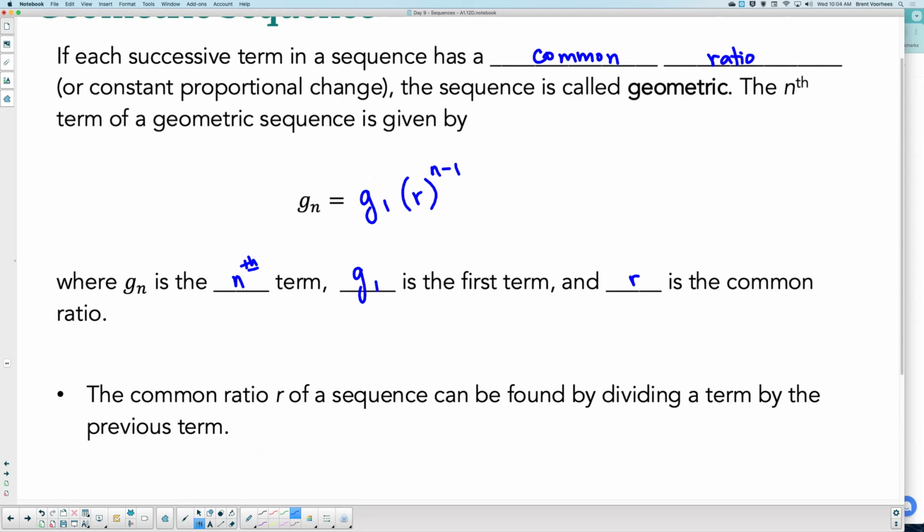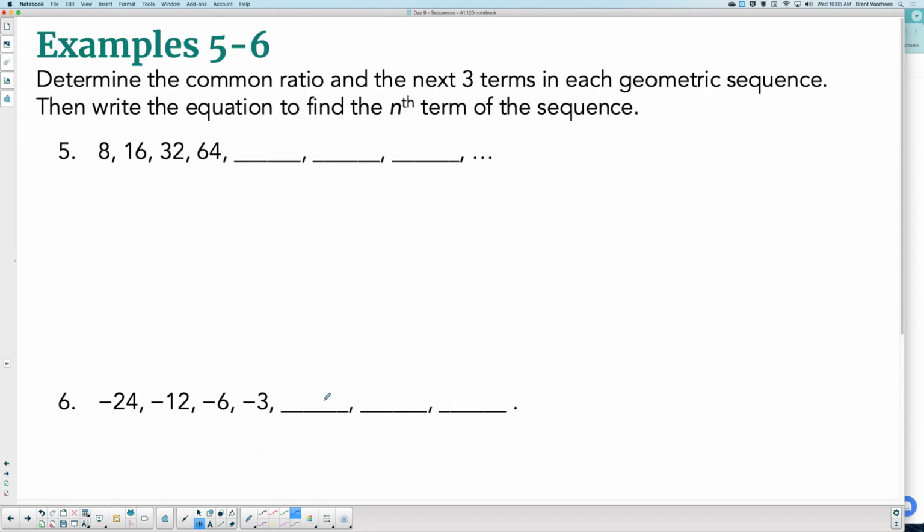Okay, so just like arithmetic, we're going to look at 4 examples. If you can't readily see your ratio, what you do is you take any 2 terms and you divide the second one by the first one. So remember common difference? If you couldn't see the pattern, you would subtract the second by the first. On this, you would divide the second by the first. You pick any 2 terms that are back to back. Okay, so let's take a look at 4 different examples.